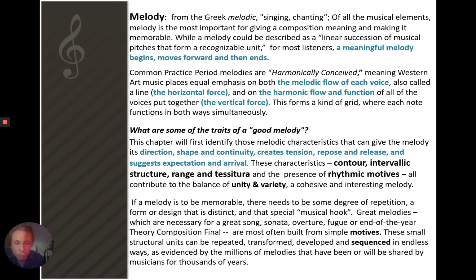So what are those characteristics that give a melody its direction, shape, and continuity? Creates tension, but then repose, which means relaxation or release of the tension. And how about expectations and arrival? We could say the same thing here if we're talking about writing a play or any sort of a narrative, poetry, prose. These are some of the elements you would use for those works of art as well. So our vocabulary will include contour, intervallic structure, range, tessitura, and rhythmic motifs. So I will go ahead and move on.